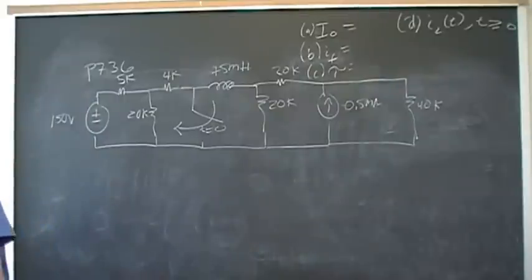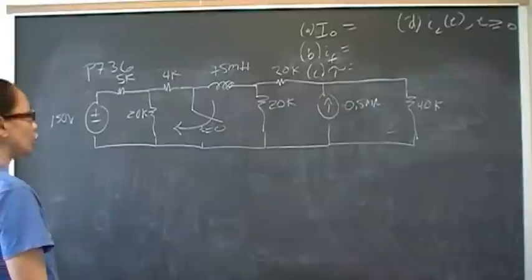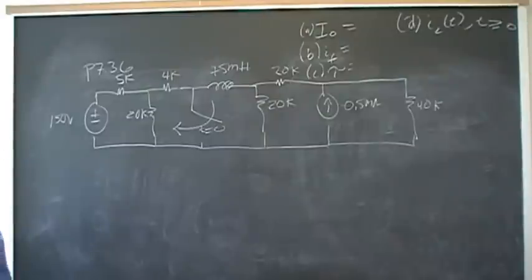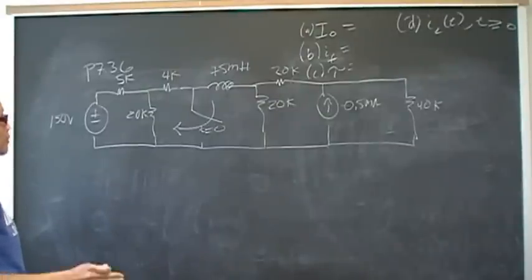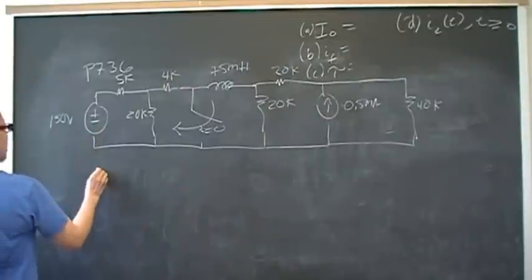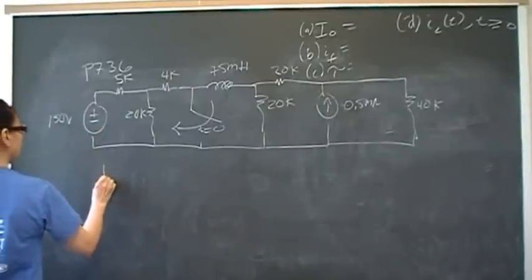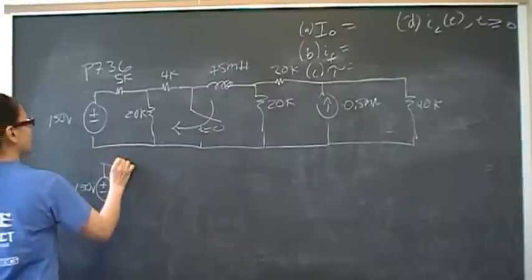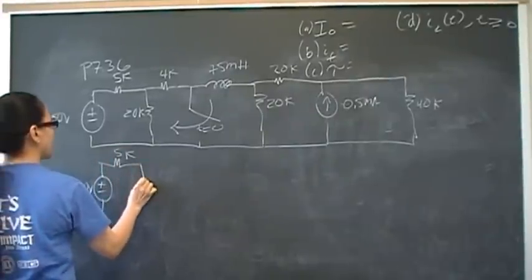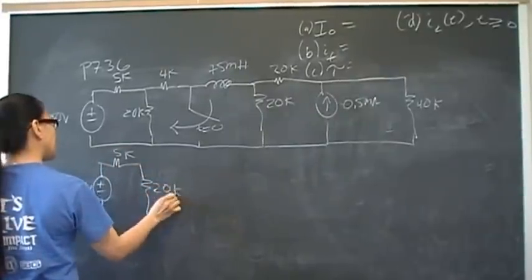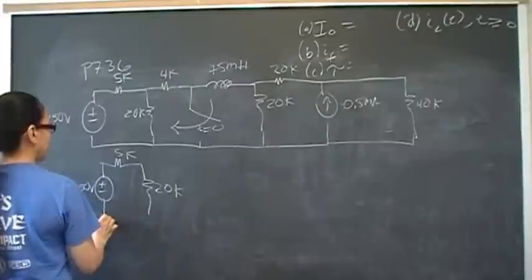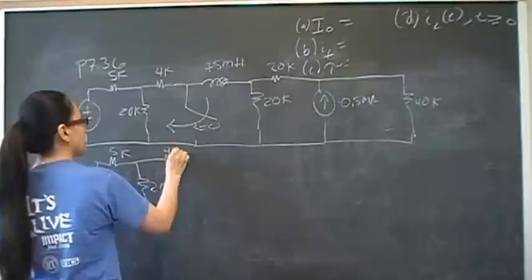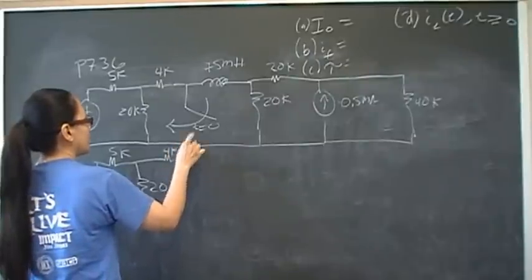Okay, so the first piece of the puzzle is the initial current through the inductor. In order to do that, we're going to redraw the circuit and analyze the circuit before the switching happens. So the circuit at time 0 looks like this: plus minus 150 volts in series with 5K, and then we got 20K here, and here we have the 4K. And then the switch is open.